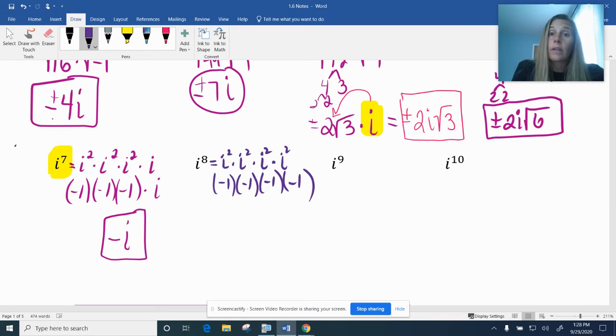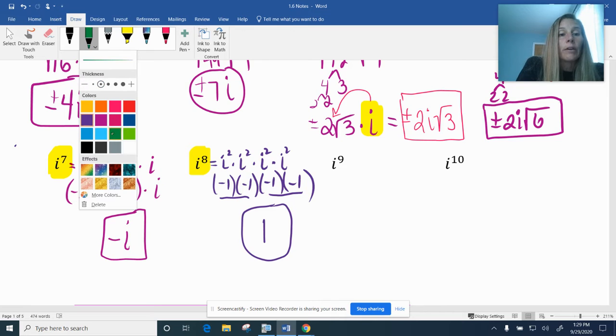Now this one's different than the last one because, since it's an even exponent, there's no leftover. There's no remainder where I have an i at the end, so there's no i in my answer. And the other thing is, since I have 2 -1s here and then 2 -1s here, or 4 of them all together, they're all going to cancel and I'm just left with the answer 1.